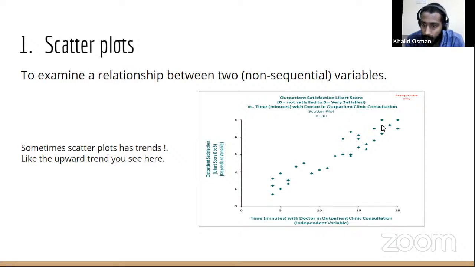It's clearly a positive result or a positive trend, that is, as the time spent with the doctor increases, the patient satisfaction increases. So this is a very good example of using a scatter plot in research.